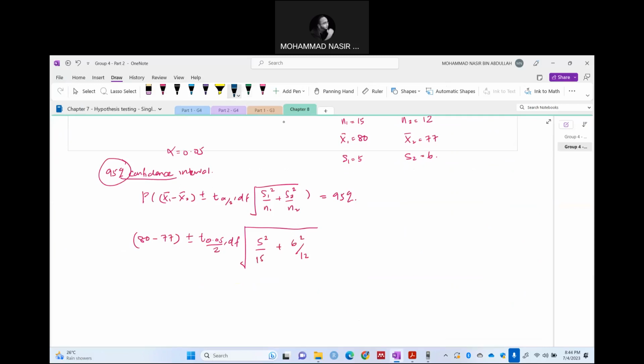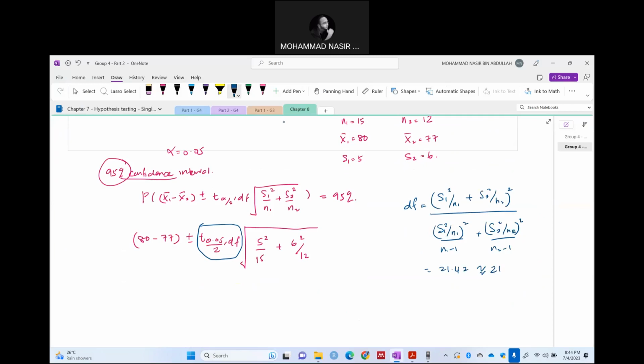So now the only value that we don't have is the t value, right? So we need to calculate the degrees of freedom. It is s1 square over n1 plus s2 square over n2, and then we square it, divided by s1 square over n1 all squared divided by n1 minus 1, plus s2 square over n2 all squared divided by n2 minus 1. If you plug in the values, it should be 21.42, so it is equivalent to 21.